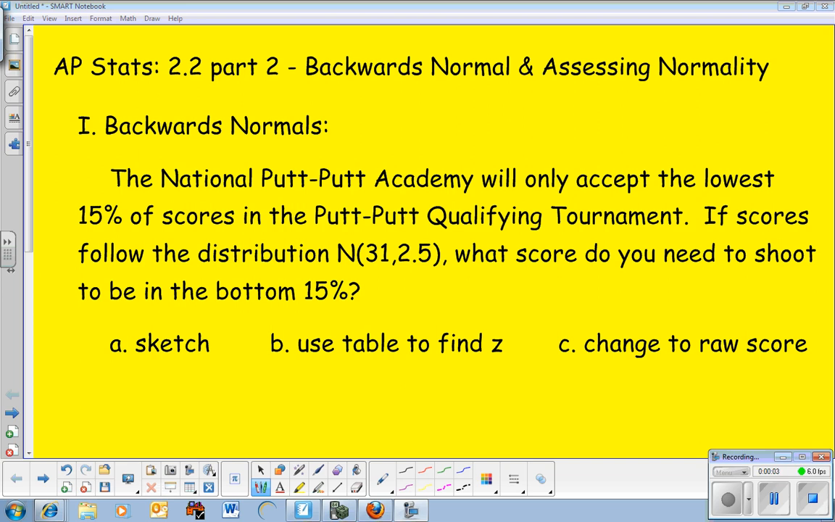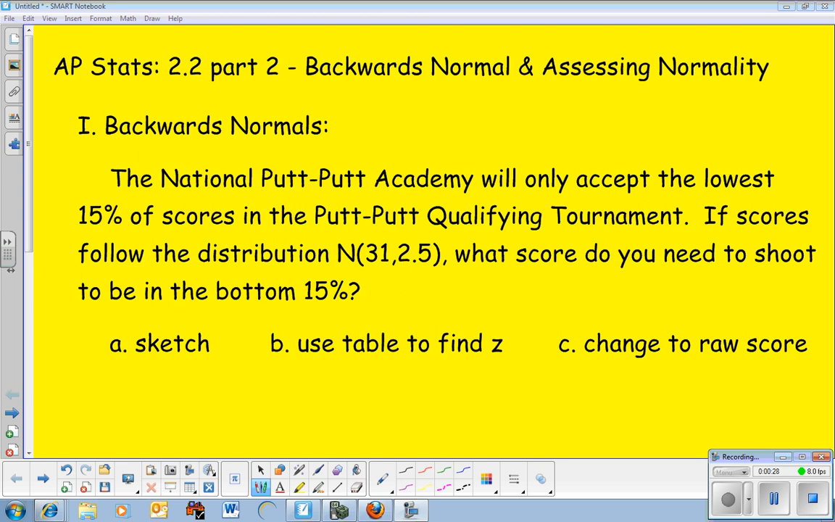Today we're going to keep on with the normal discussion. We should have done a lot of what I would call straightforward normal problems in class. Just ones where I would give you a normal setup and say what percentage of the observations are between here and here. You should be pretty good at that by now. Here's what I would consider to be a backwards normal problem.